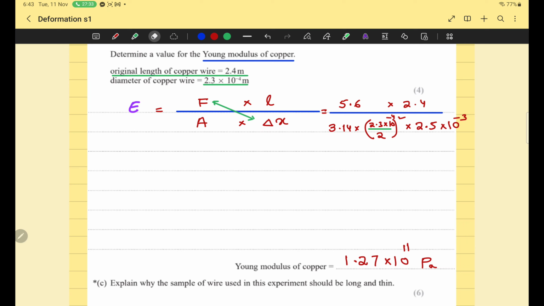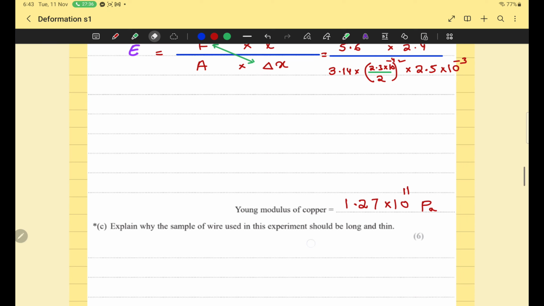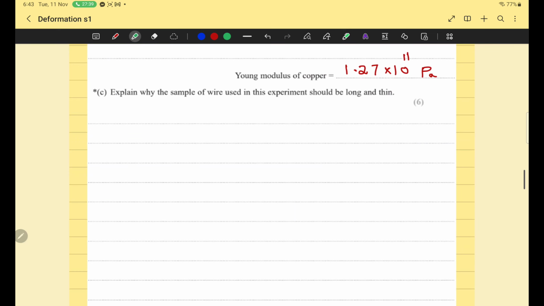And now we are solving the next part of the question. The next part of the question is, if you are in a lab and you are given a sample of wire, and if this sample of wire is long and thin, then a student can measure Young modulus easily. Conversely, if the wire is short in length and thick, then it is very difficult to measure Young modulus. So the question is why? Now I am explaining to you.